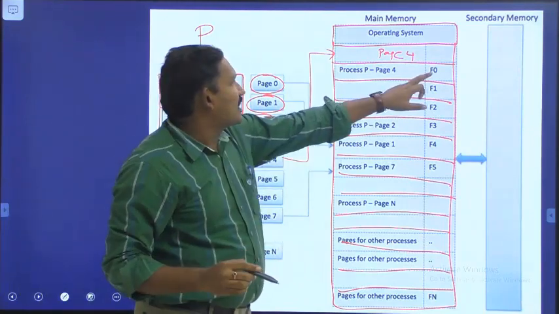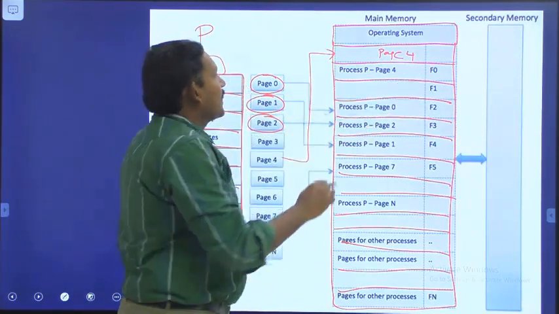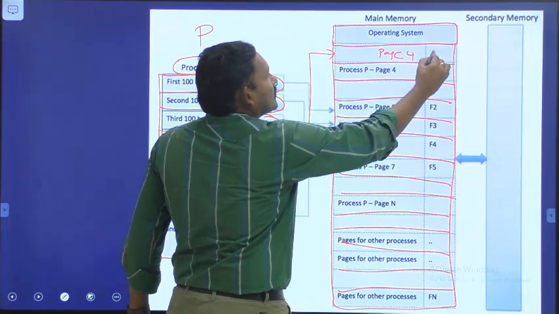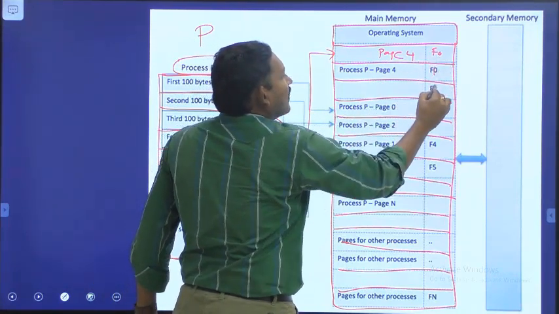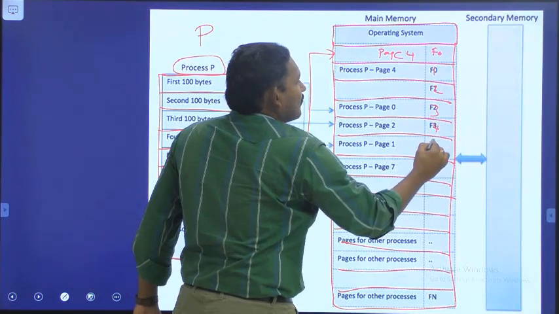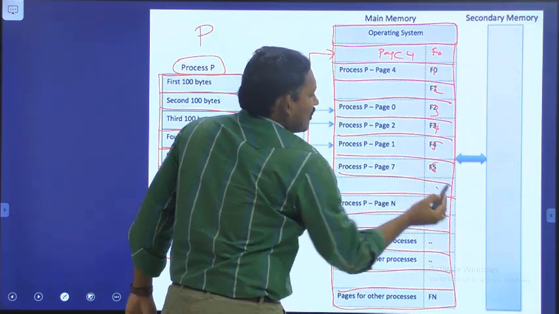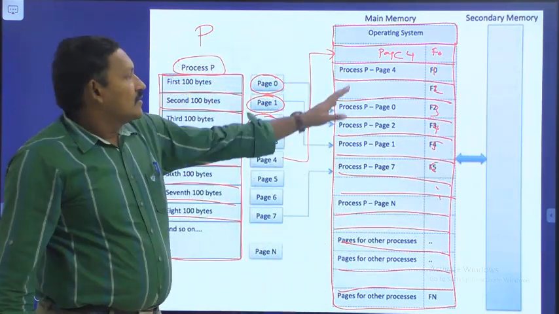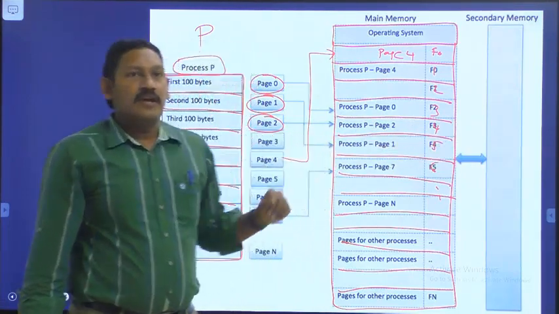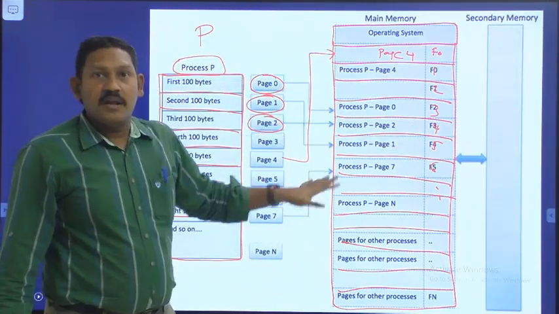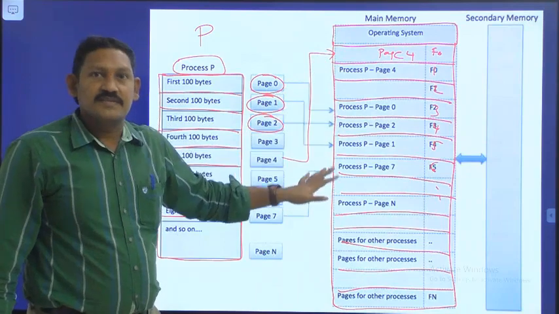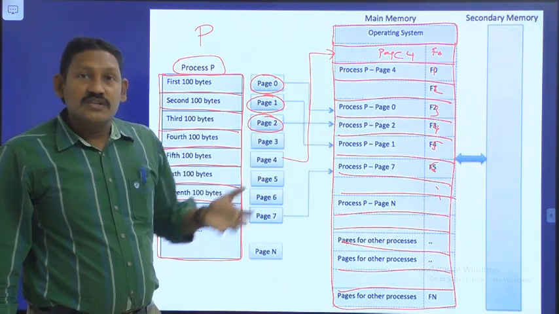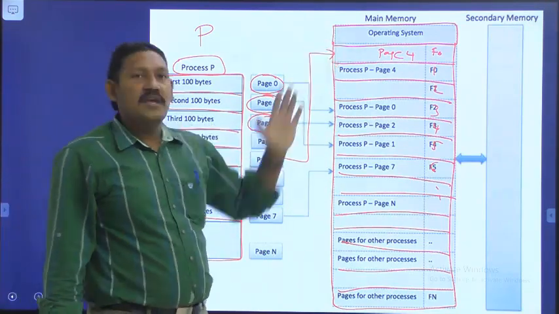Here they have started giving the frame numbers, but they have missed this one. So this should be F0, this should be F1, F2, F3, F4, F5, F6, and so on. Okay. So this is secondary memory. What are the available pages, the pages to be executed? Those pages will be placed in the main memory.